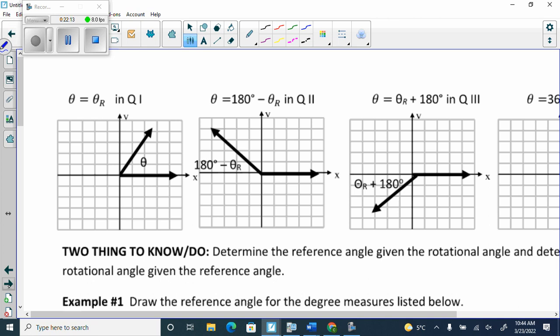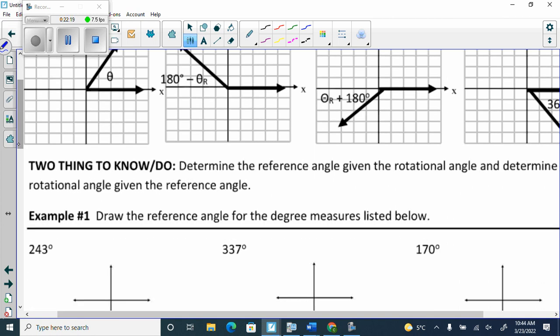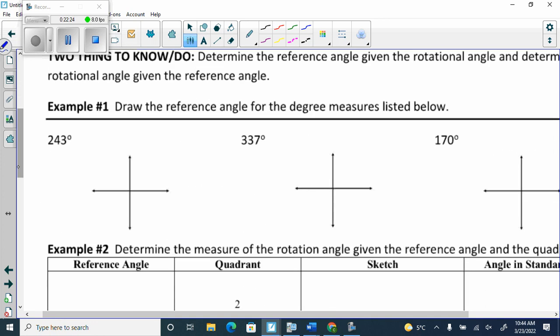So here it goes through and it sums it up. Theta equals reference angle. Okay? We did it on the previous page, so it doesn't matter. Okay. We're going to draw the reference angle for the degree measures listed below. So first off, we're going to draw the degrees. Go through, and I want you to draw the degrees of all these. What am I expecting you to do first for every single one of these, though? Label 0, 90, 180, 270, 360. Every single time.